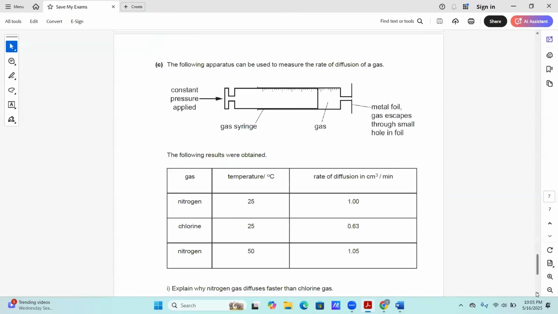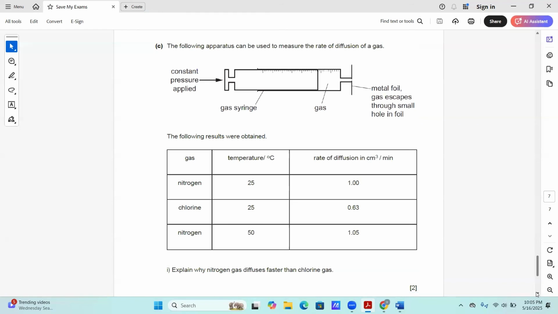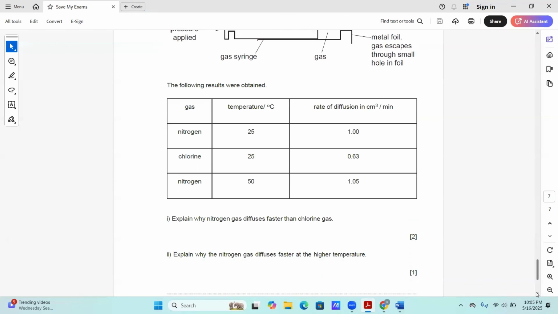C part. The following apparatus can be used to measure the rate of diffusion of a gas. The following results were obtained. Nitrogen, chlorine, temperature is given and rate of diffusion in cubic centimeters per minute. Explain why nitrogen gas diffuses faster than chlorine gas.